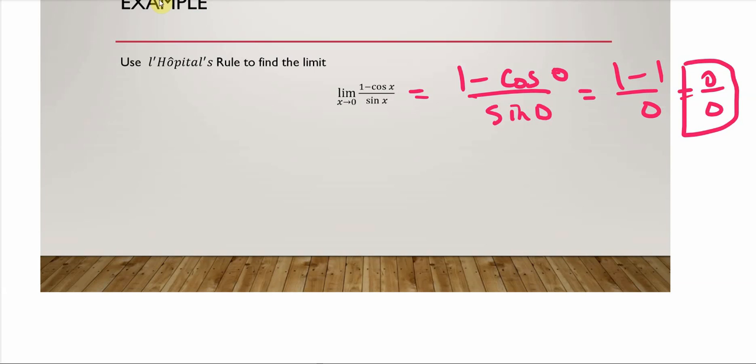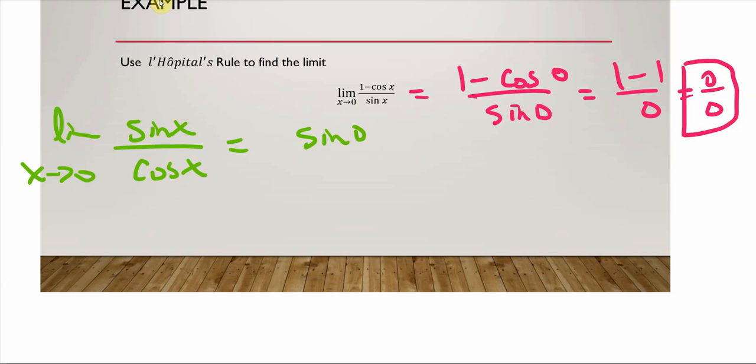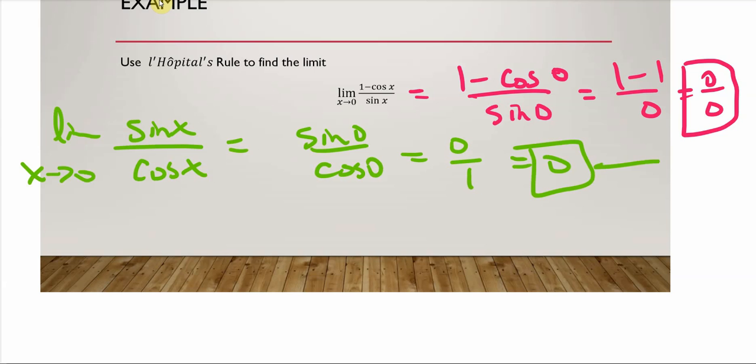The derivative of the top, the derivative of 1 is 0. The derivative of negative cosine of x is going to be sine of x. The derivative of cosine is negative, but there's a minus in the front, so it's going to be positive. Over the derivative of sine, which is cosine of x. And let's not forget that limit here in the front. Now I plug in my 0, and I'm going to get the sine of 0 over the cosine of 0. The sine of 0 we said was 0, and the cosine of 0 is 1. 0 divided by 1 is 0. So my graph is going to be approaching this y coordinate when x gets closer to 0.